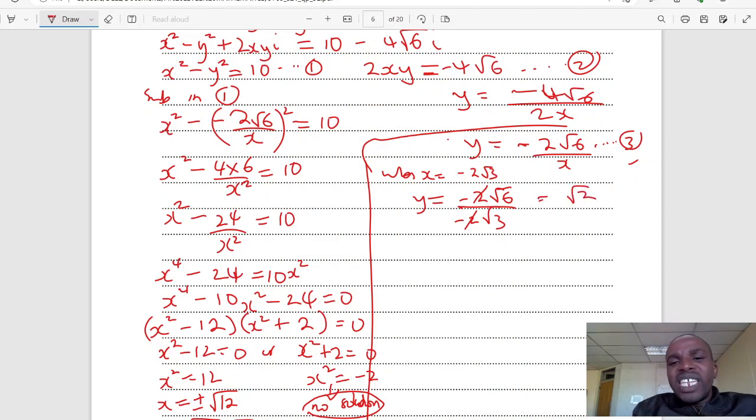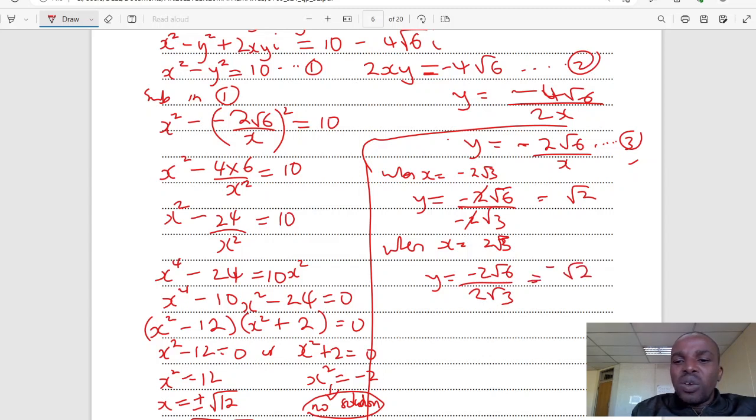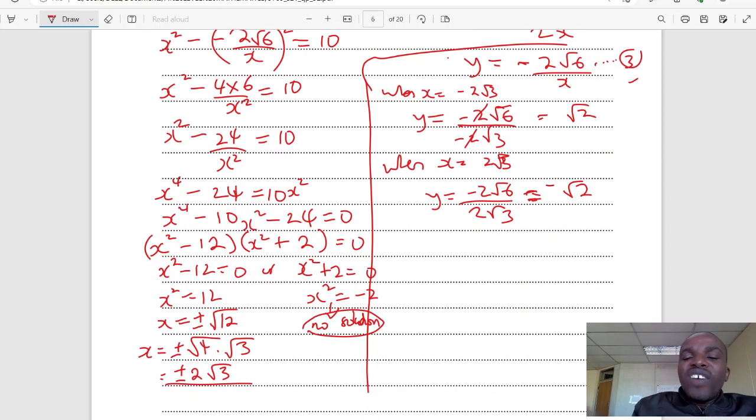Right, so the same thing will apply when x is equal to 2 root 3. The only difference will be the sign. So y is equal to minus 2 root 6 over 2 root 3. So it will still be root 2, but negative now, because the negative will not cancel out. So you can find your roots now.